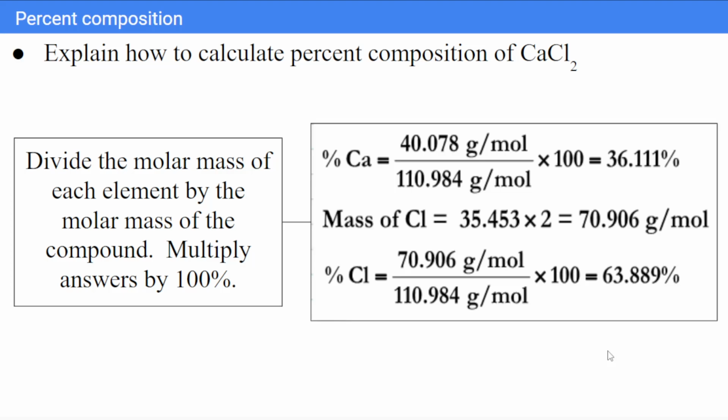Now percent composition, this is a little different because we're looking at the mass. We're looking at the mass percent. So it's called percent composition, but it's also called mass percent. So if we're going to calculate the percent composition of calcium chloride, we have to divide the molar mass of each element.